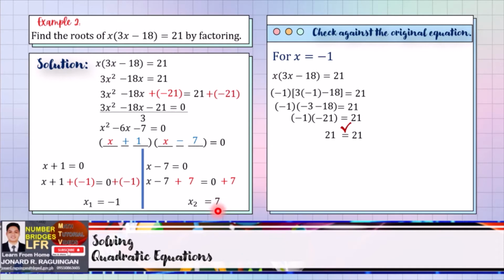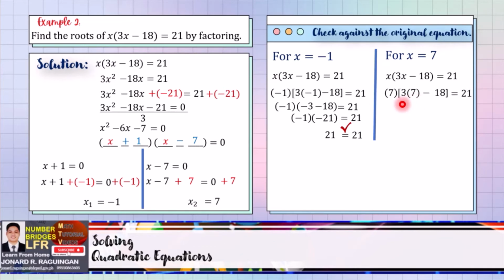Now, let's find out whether 7 is a solution or not in the given equation. So, the original equation is x times 3x minus 18 is equal to 21. Substitute the value of x, which is 7, times 3. Substitute the value of x again, which is 7, minus 18 is equal to 21.